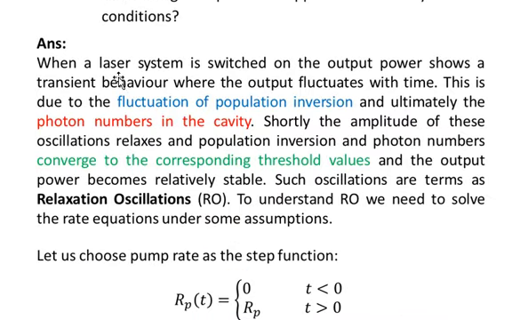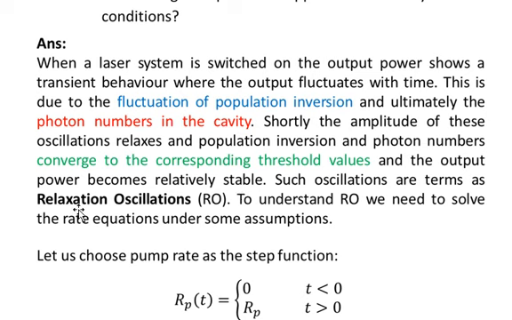The answer is, when a laser system is switched on, the output power shows a transient behavior where the output fluctuates with time. This is due to the fluctuation of the population inversion and ultimately the photon numbers in the cavity. Shortly, the amplitude of these oscillations relaxes and population inversion and photon numbers converge to the corresponding threshold values, and the output power becomes relatively stable.